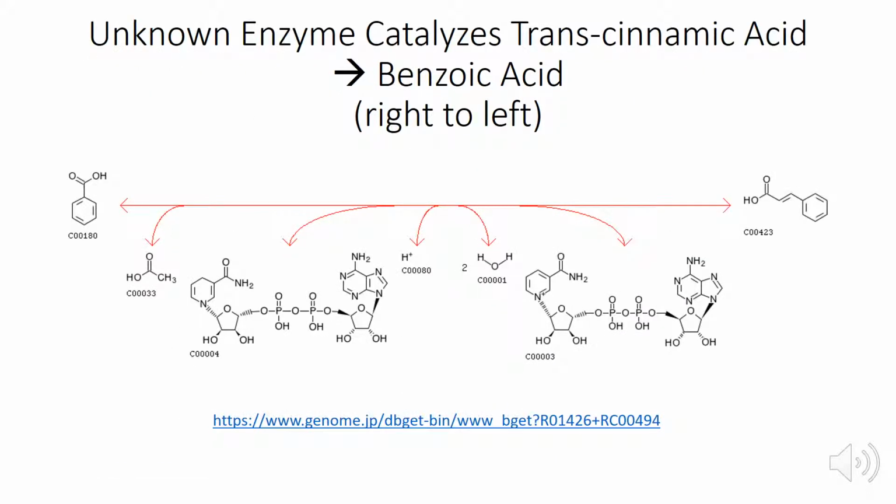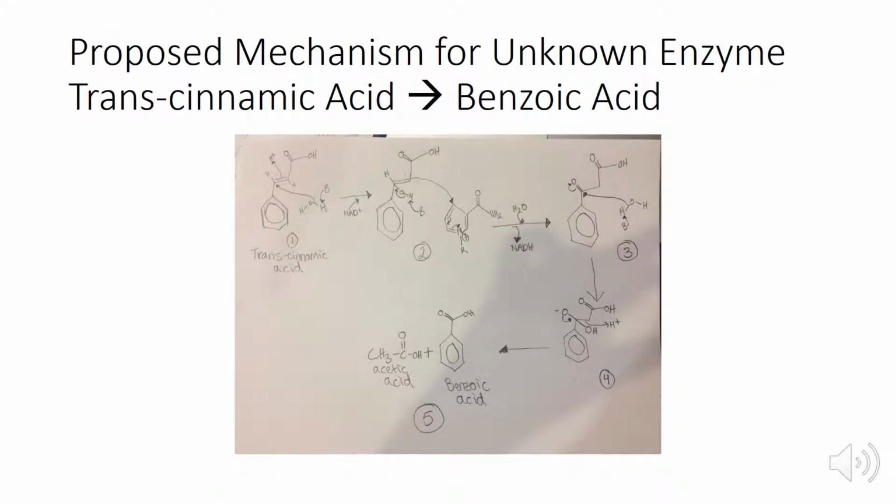Next, we need to convert from cinnamonic acid to benzoic acid, and sorry, this actually goes right to left. This again was taken from keg.com, which told us the reactants and products and what comes in and what comes out, but we had to generate a reaction mechanism for this, which I'll explain in the next slide. So here is our proposed mechanism.